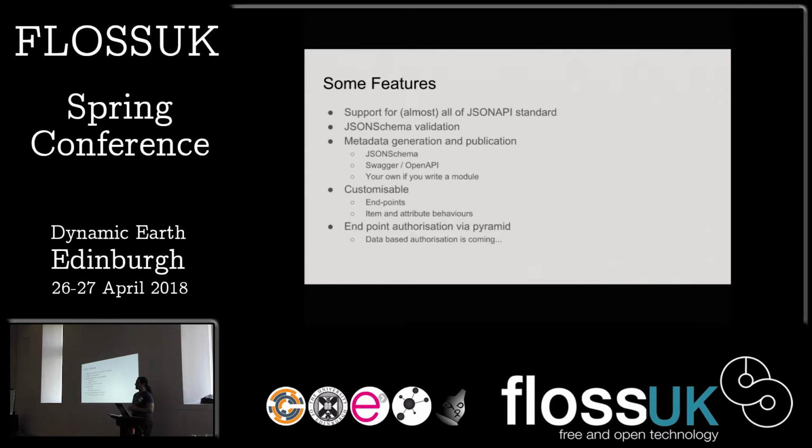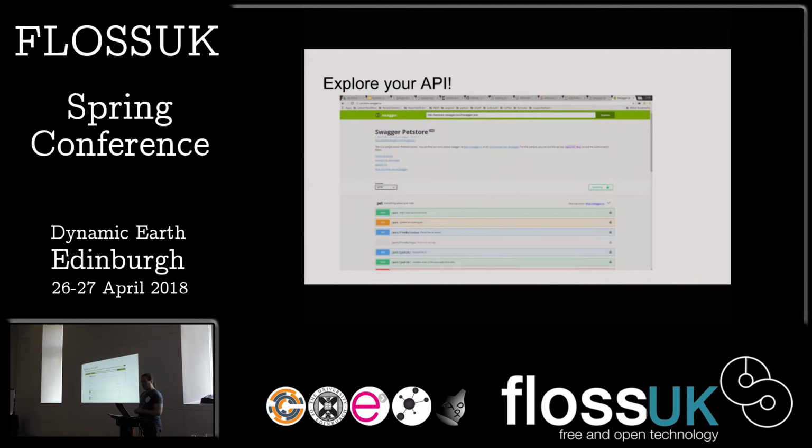There's various amounts of customization that you can do on the endpoints, on the database items as they go in and out, and on individual attributes if you want to. At the moment, you can use Pyramid, the framework that we've kind of hijacked for this, to do endpoint authorization. We'd really like to do data-based authorization by inspecting the kind of objects that you're sending back and forward, and that's what we're working on now.